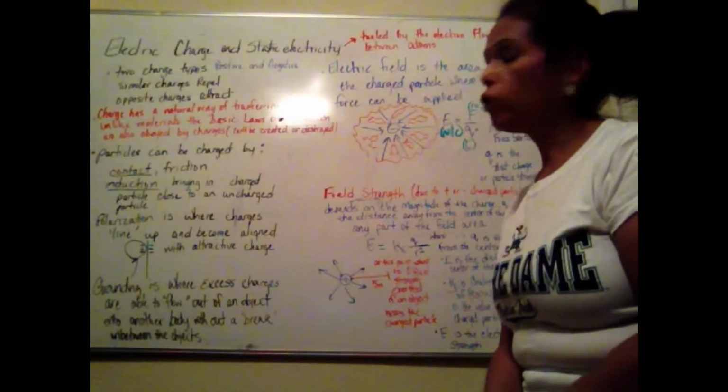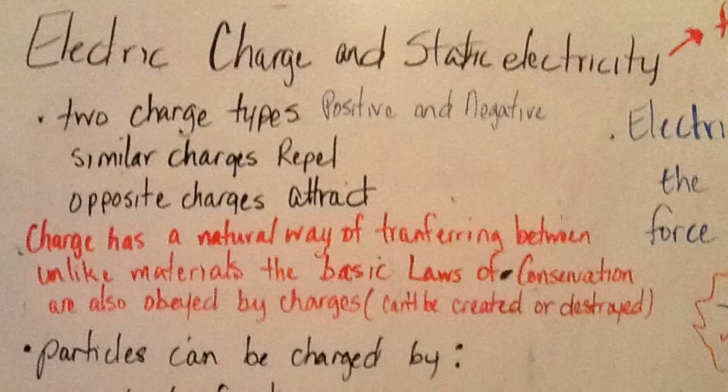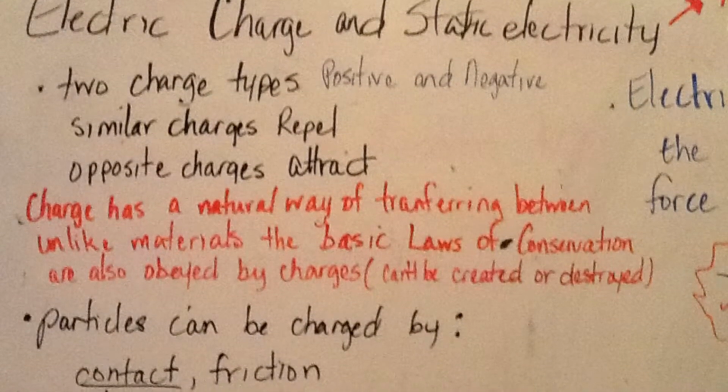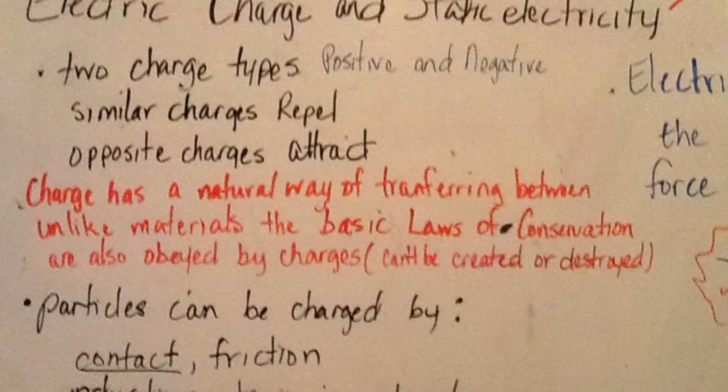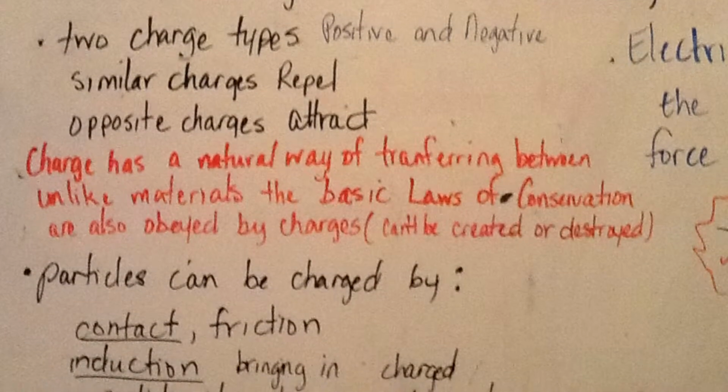And so how do we charge a particle? It can be done through a variety of ways. We can charge it through friction, rubbing two particles of unlike materials together, which is really where we get this exchange of electrons from one object to the other.